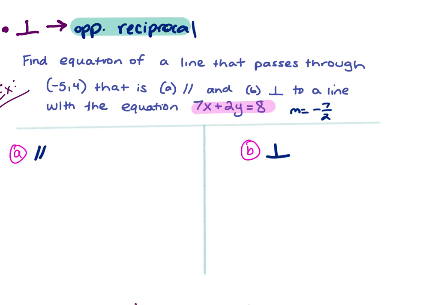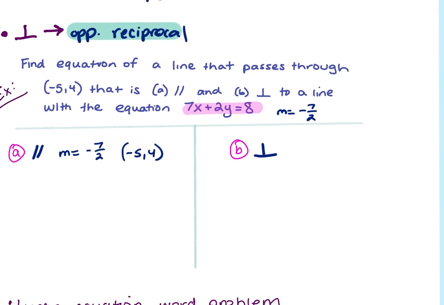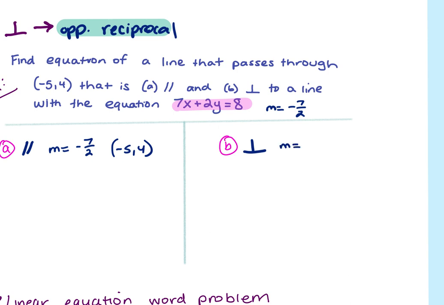If you don't use the shortcut, you got to solve for y. It's going to take you a little bit longer. But if you are shaky on it or you forget, then obviously go back to your y equals mx plus b form because that's 100% going to work. So now if it's parallel to that, what's the slope? -7/2, and I'm using the coordinate point -5, 4. And then when I go to answer B, my slope is the opposite reciprocal, so 2/7, same coordinate point, negative 5, 4.